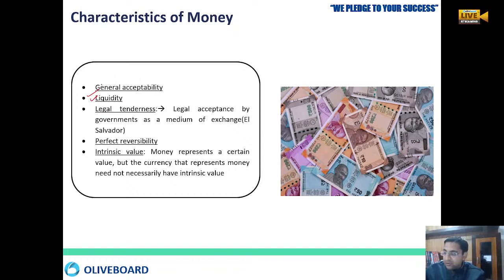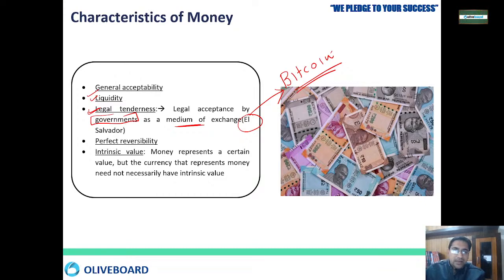You can buy anything, you can give it to somebody, that somebody can give it to someone else, like that. Legal tenderness, because it has been approved by the government as a medium of exchange. The government said that if anybody gives you that note, nobody can deny it. Do you know about El Salvador? El Salvador is a country which has recently made Bitcoin legal tender. Now you can pay taxes using Bitcoin. Now you can pay insurance using Bitcoin. Now you can buy vegetables using Bitcoin.